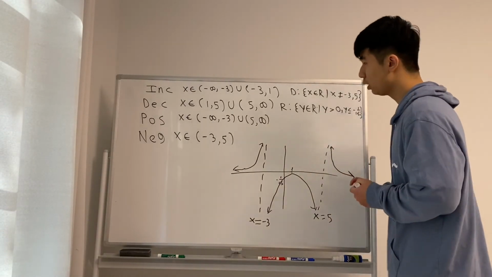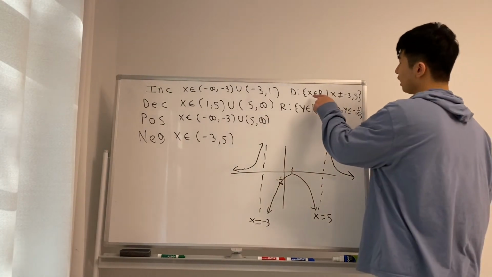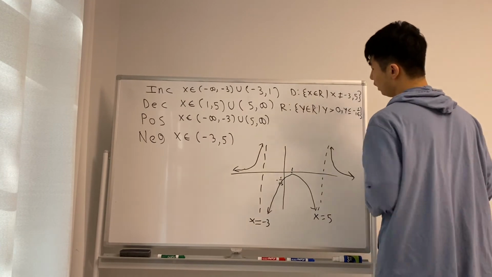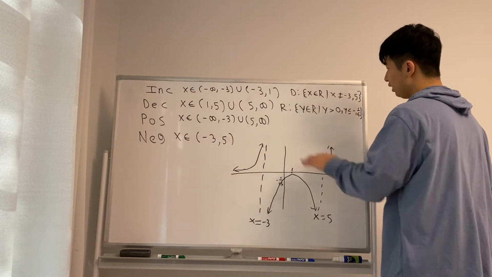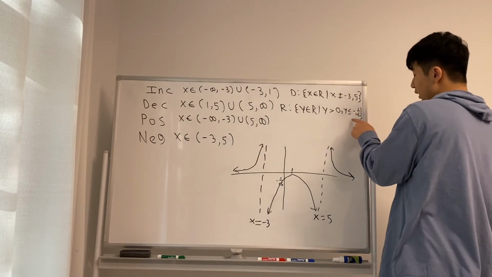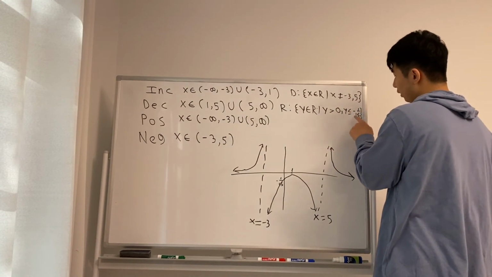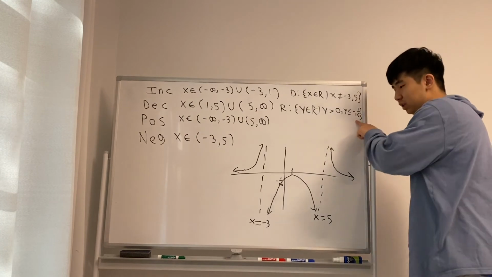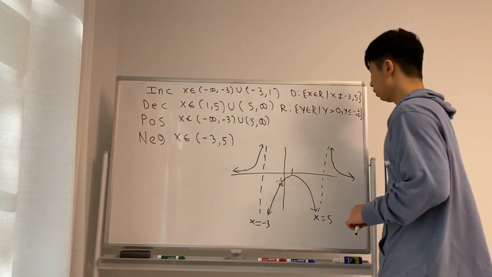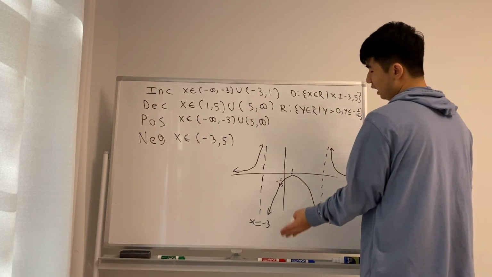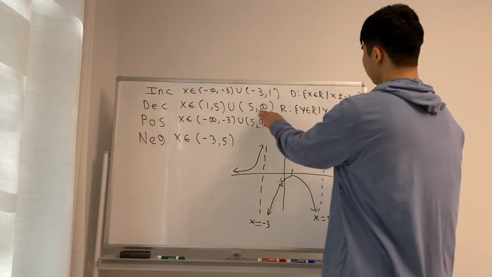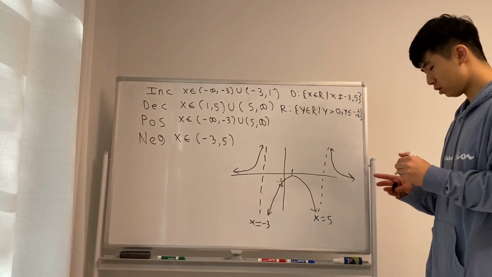But anyways, for our domain, x can be anything, but it can't be negative 3 or 5. And y can be anything, but it has to be greater than 0, as you can see here, or it has to be less than or equal to negative 1 over 16. Remember, negative 1 over 16 was our y point for our local maximum. So as you can see, it has to be below that. Can't be above that when it's below 0. So yeah, this is the answer.